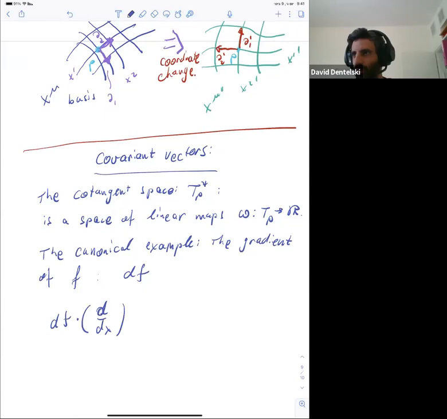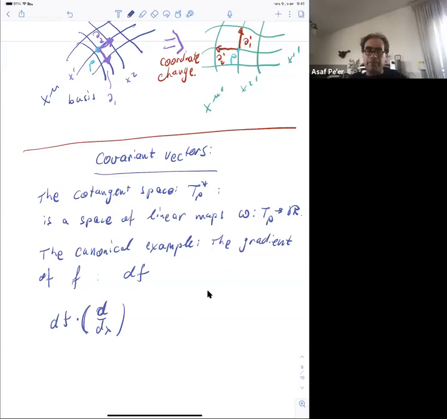The what? We didn't hear you for a second, for me at least. I said that the canonical example of a one form is the gradient. So you think of a gradient of a function f as a general function, df. And df operates, look how I noted it, as a one form that operates on a vector, d over d lambda. It just gives me the directional derivative of the function f, so just df over d lambda.